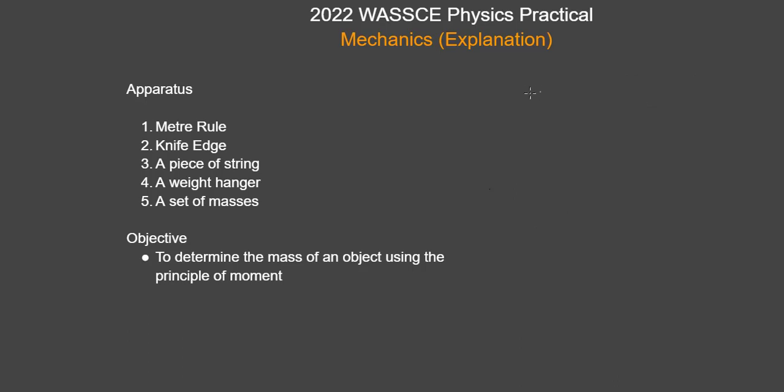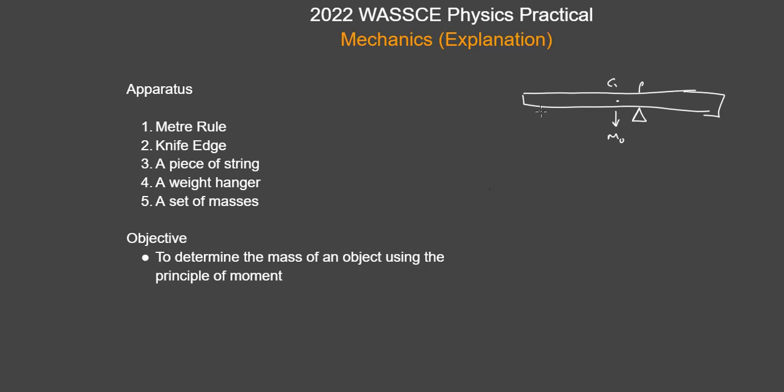So let's say we have our meter rule as before. But this time around, let's say the center of gravity of this meter rule is here, right? So let's say this is mass. It has a mass of m naught. So let's say the knife edge is away from the center of mass of this meter rule. And let's say this point is point P, right?